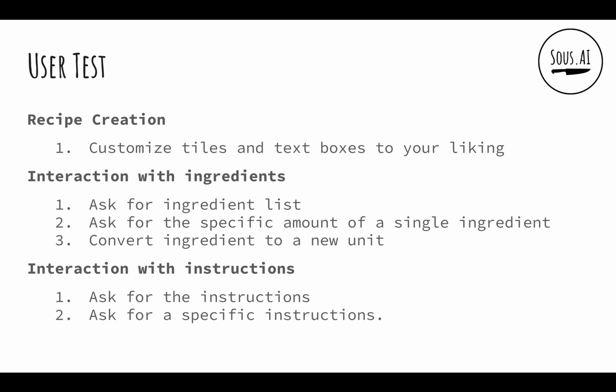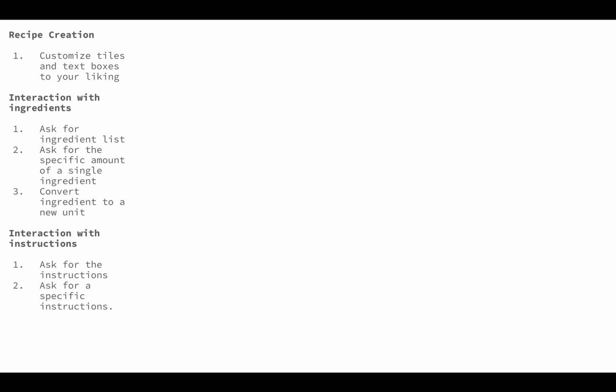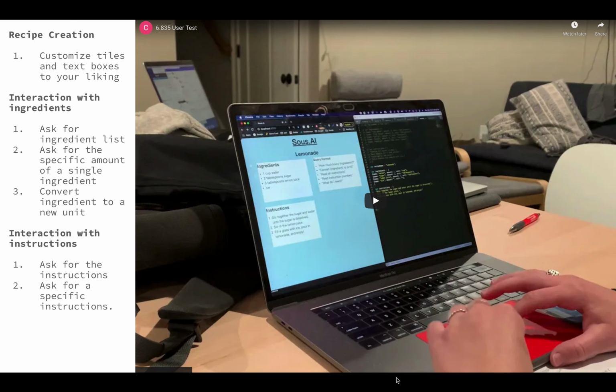And then for the instructions, I just had them ask for all the instructions and then ask for a specific number of instructions. And this kind of simulates the user flow. If they would be using it, you'd be asking, how much of a certain ingredient do I need? Read me a certain instruction off the list. So I thought this was a good way, without having them make an entire recipe, to get a good idea for how a user would use the system. So yeah, we can go ahead and watch that now.